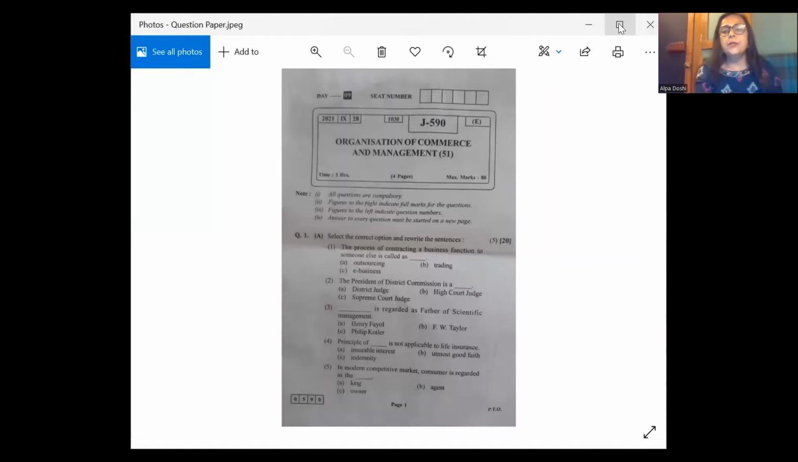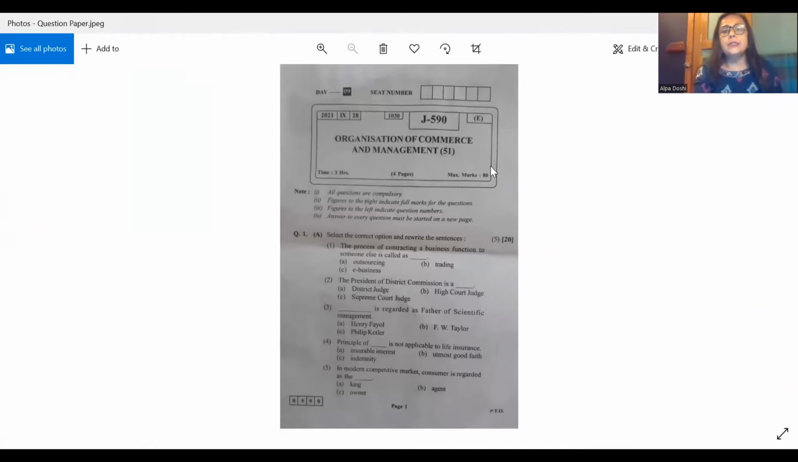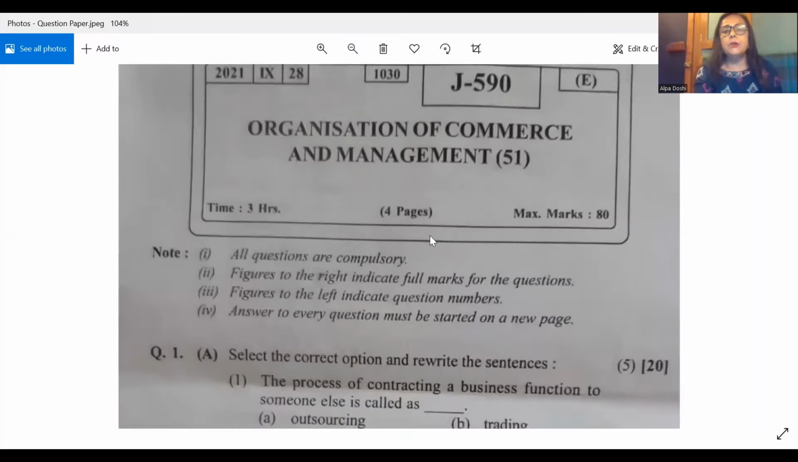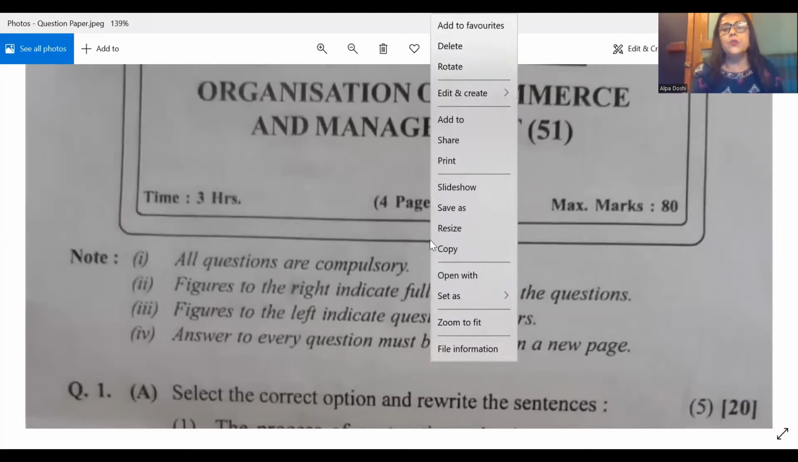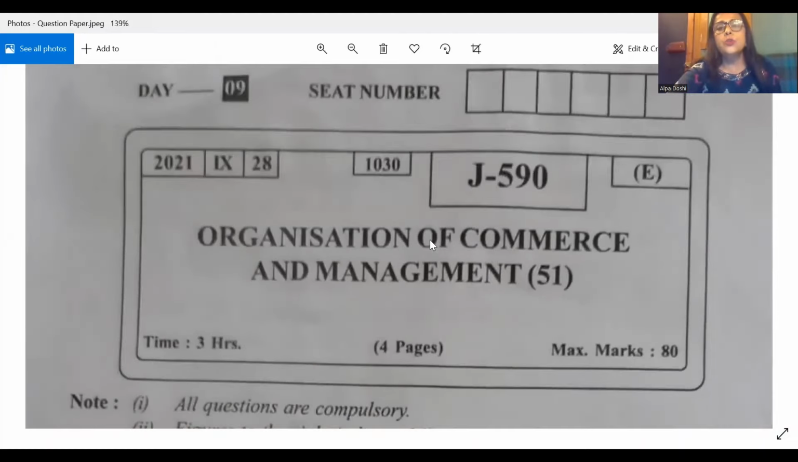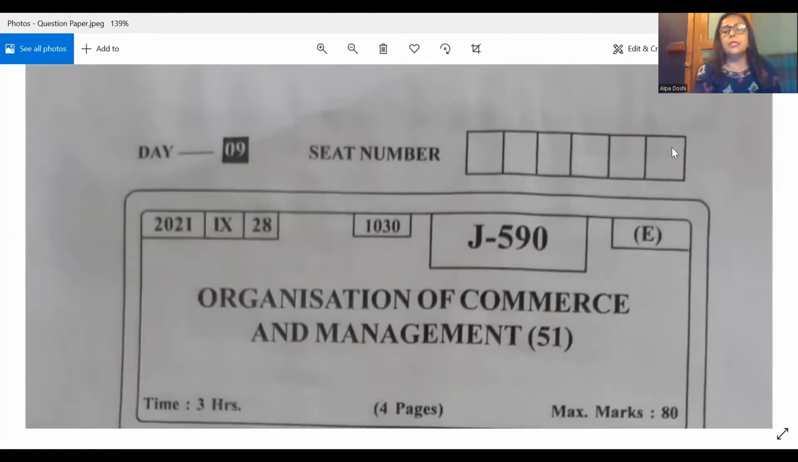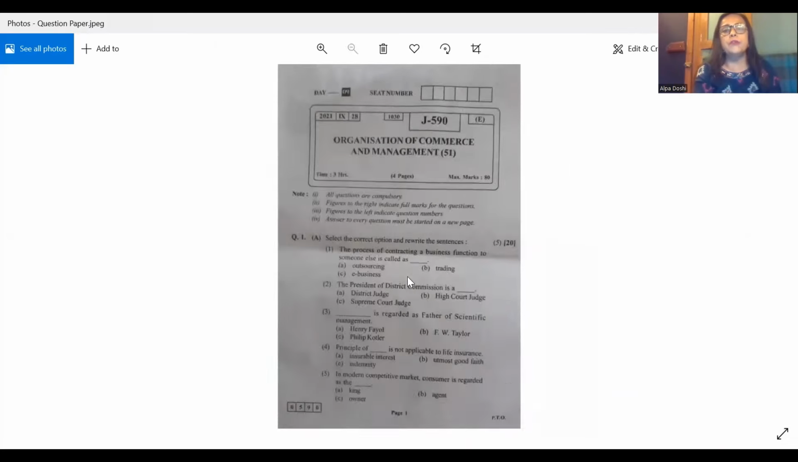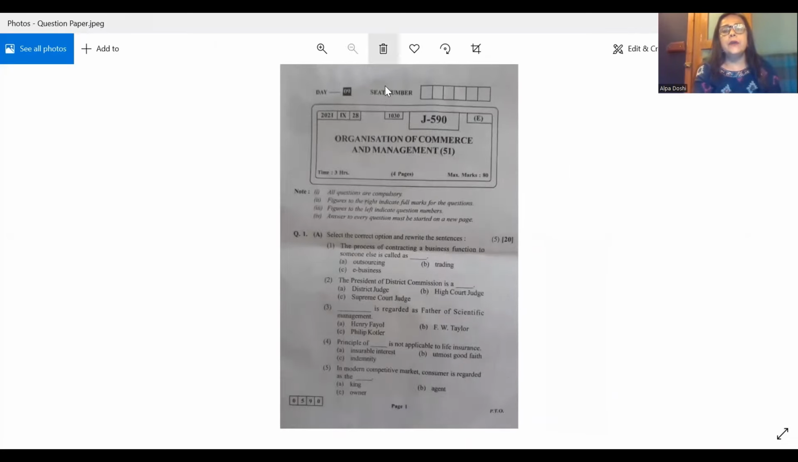So if you see here, you will find that the particular paper has seat number space provided, and you will be required to make sure that you write down your seat number in these boxes. Okay, starting with M. Naturally, this is to make sure that you're not exchanging your paper with anyone else, and that's how particular the board is about your papers.